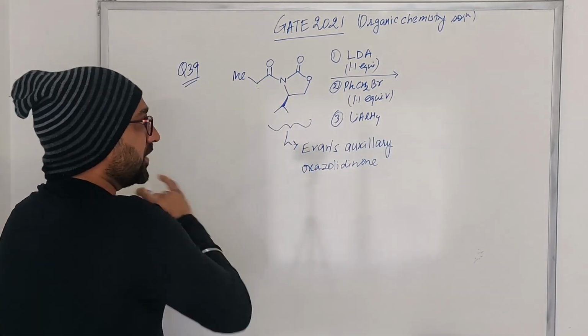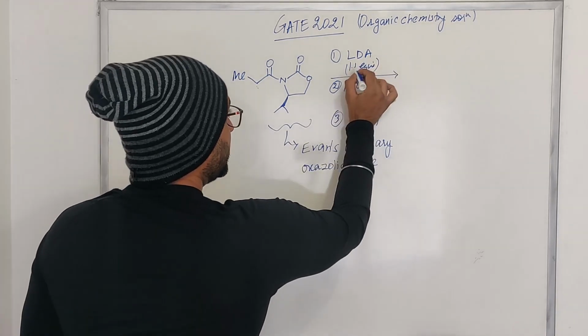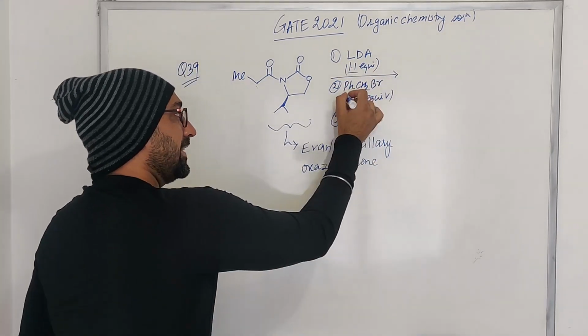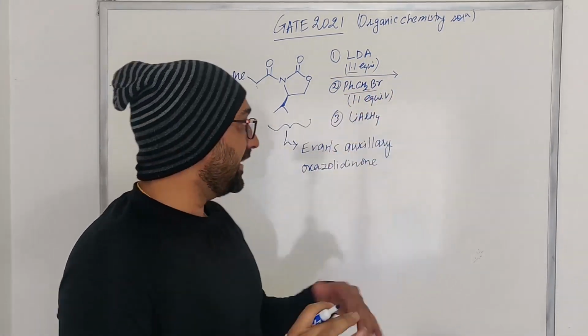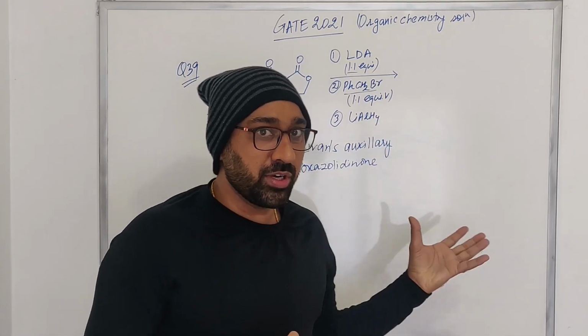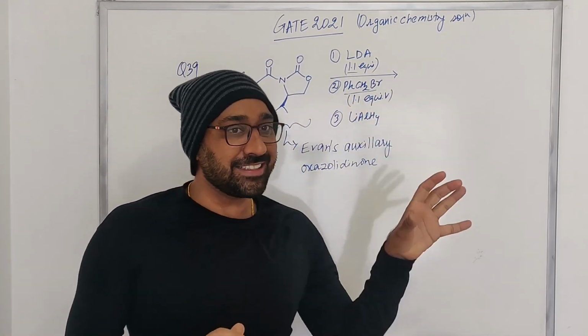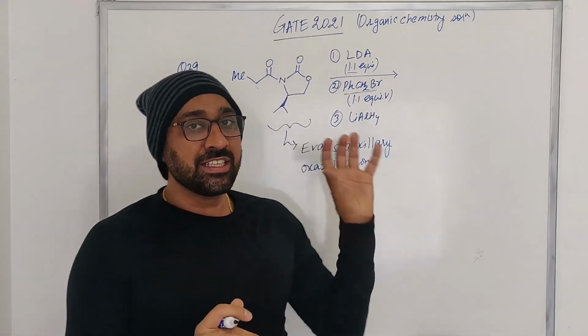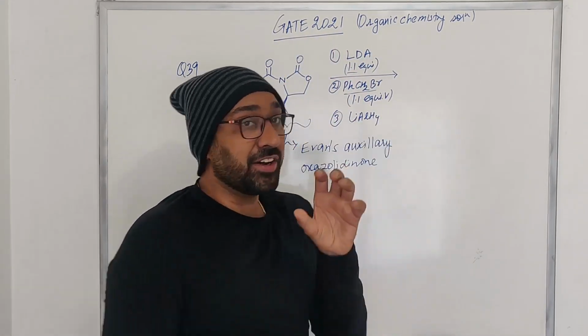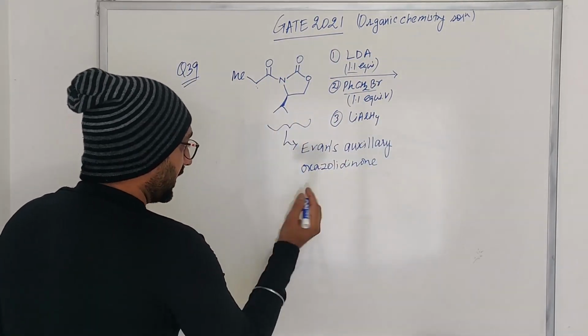So here, first of all we are treating with LDA, 1.1 equivalent, and then with benzyl bromide, 1.1 equivalent, and then finally lithium aluminum hydride. This clearly tells us that they are getting rid of this auxiliary in a reductive manner. So let's look at what is happening.